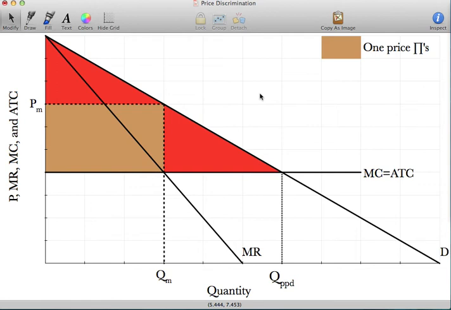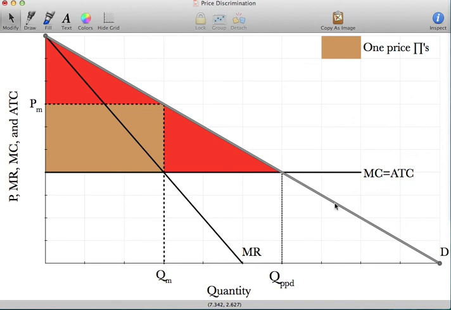In particular, make sure you remember the three criteria that are necessary for engaging in perfect price discrimination. One, you have to have a downward sloping demand curve. Without a downward sloping demand curve, you cannot engage in price discrimination. In a perfectly competitive market, price discrimination is impossible to engage in. Not only do you have to have a downward sloping demand curve, but you also have to be able to segment the market dependent on different price elasticities of demand.